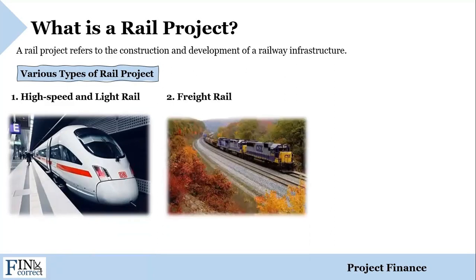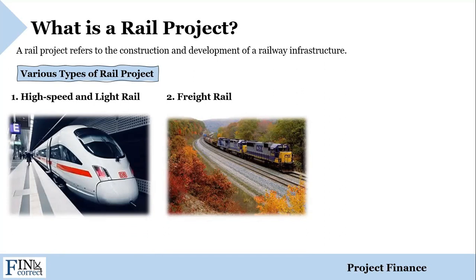The second is the freight rail. The freight rail is designed primarily for the transportation of goods across different cities, states, or regions. Examples of this are the Trans-Siberian Railway in Russia and Union Pacific Railroad in the United States.